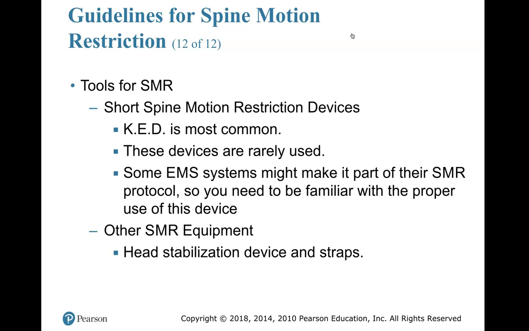So you need to be familiar with the proper use of this device, and that is true. The company that I work for does use the KED device, and they will make sure during training that you are familiar with it.